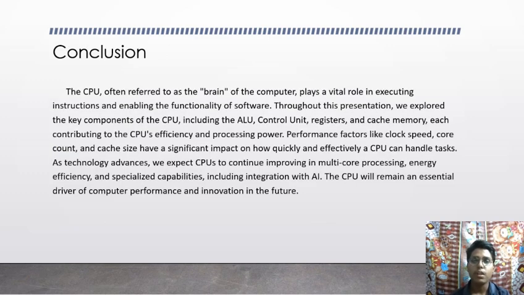Conclusion: the CPU, often referred to as the brain of the computer, plays a vital role in executing instructions and enabling the functionality of software. Through the presentation, we explored the key components of the CPU, including the ALU, control unit, registers, and cache memory, each contributing to the CPU's efficiency and processing power. Performance factors like clock speed, core count, and cache size have a significant impact on how quickly and effectively a CPU can handle tasks.